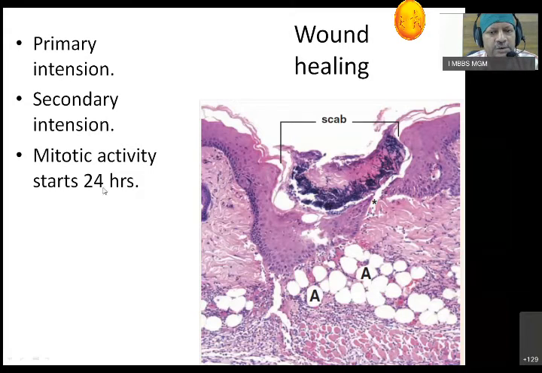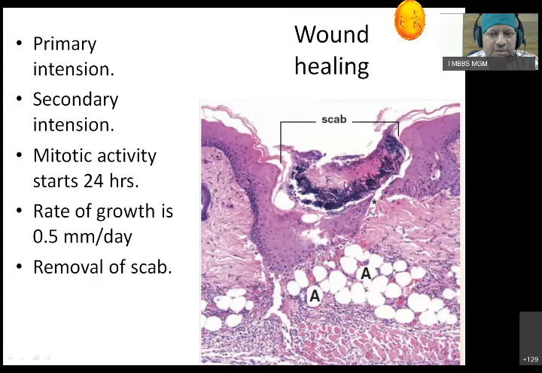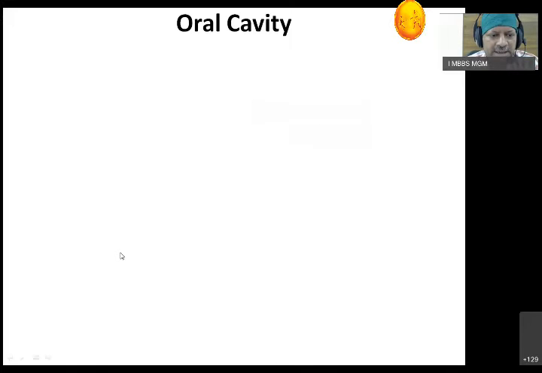Mitotic activity usually starts in the healing of the skin around 24 hours. The rate of growth and healing is around 0.5 millimeters per day. That is an average healing growth, because if it is delayed, maybe there is some metabolic disorder or maybe an infection which is not allowing you to heal. That is what we have to keep in mind as a clinician. And ultimately, when the epidermis comes beneath the scab, the scab, which is a collection of fibrinoids, will be thrown out. That is what we commonly find.